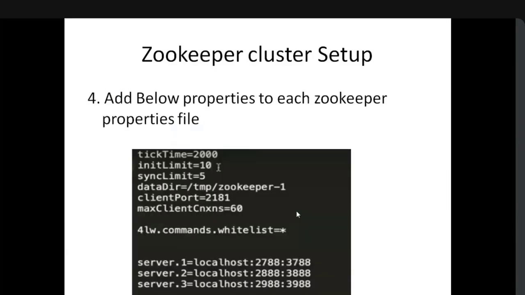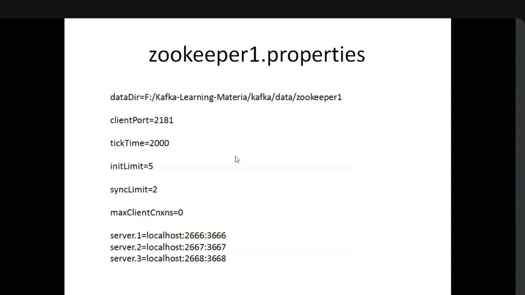Okay, got it. So this is clear now. This will be the condition of your zookeeper1.properties file if you follow whatever I told you. The data directory will become this; in your case, it is D colon Kafka data zookeeper 1. So you can change this file.